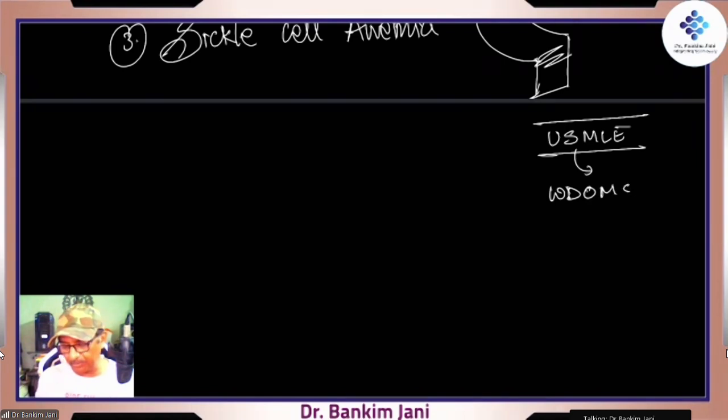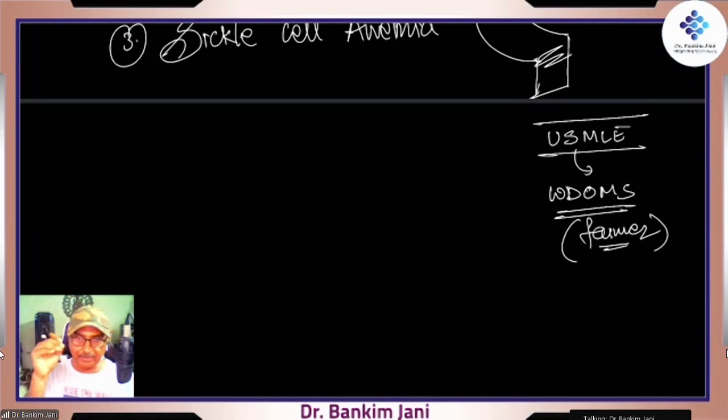How to check all of your colleges? They are in WDOMS, the World Directory of Medical Schools. All your colleges are registered, but from that you have to pick up a FAMR number, right? And that FAMR number is what you have to enter in the application form. Once you apply, that's it. Now you are eligible for the Step 1 exam. You have to pay only when you are appearing for the Step 1 exam. You book the exam, and then the dates and everything.